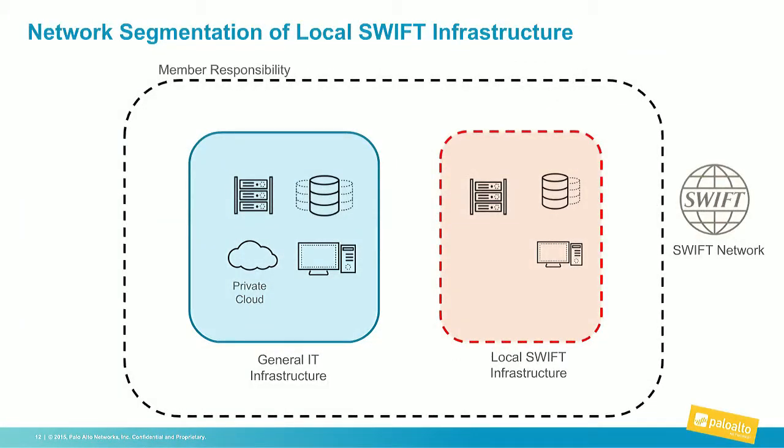Okay, so the basic idea is to segment your network, and what you can do then is use the next generation firewalls to perform that segmentation. You can partition the local SWIFT infrastructure from the rest of your IT environment. And that's what you would use the firewalls for.